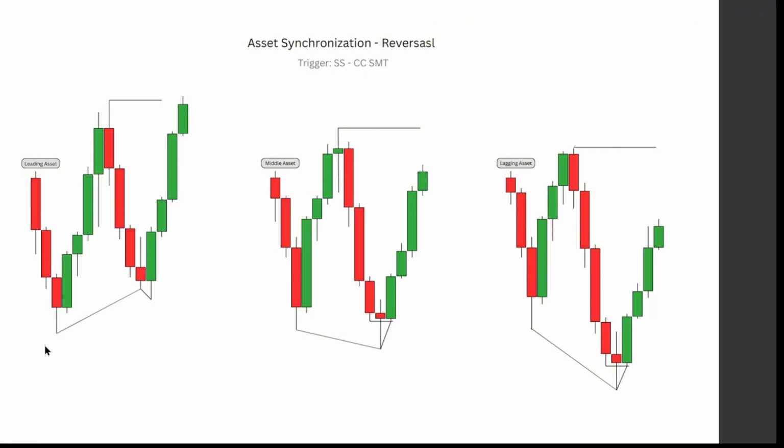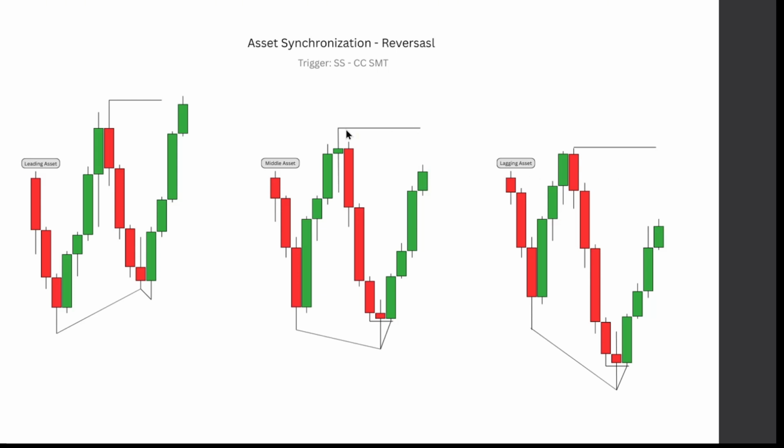As you can see, this one makes a higher low and the other two make a lower low. The asset that is making the overall higher time frame higher low is the leading asset, and generally it is going to be the first to hit your objective, right? And it is also going to be the closest to your objective, while the middle and the lagging asset will be the second and the last to get to that objective.